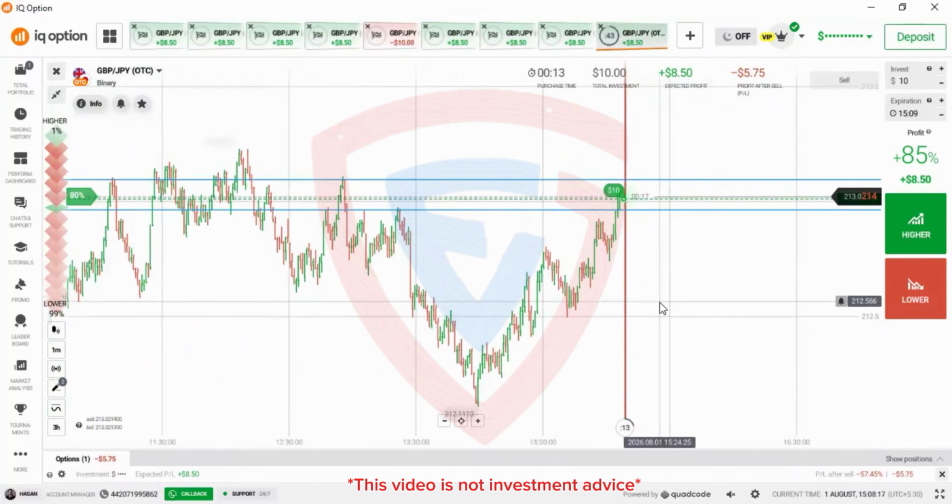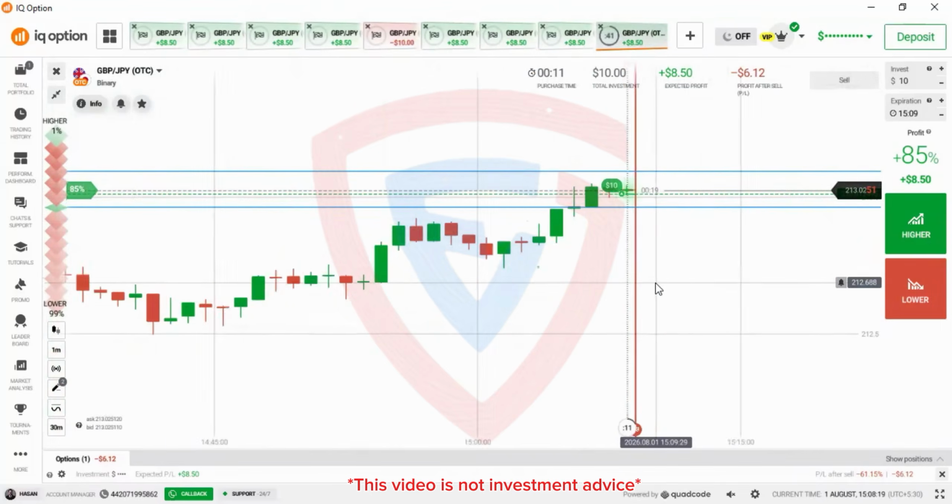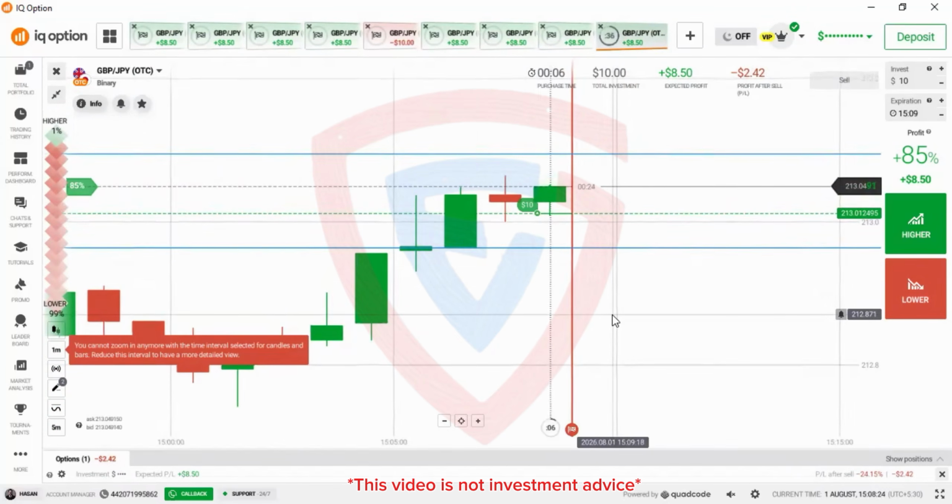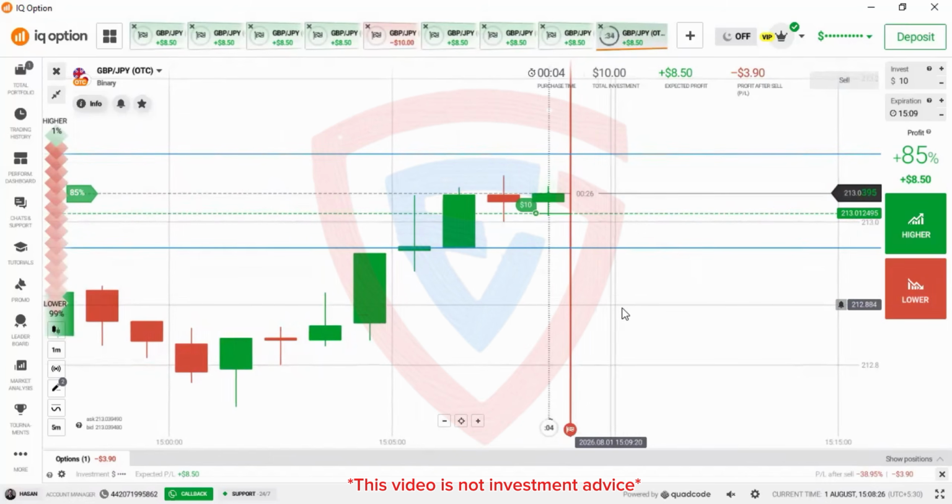So I placed here a higher option trade because this is the next level. It is a type of continuation candlestick. Maybe the buyers will continue its uptrend. It is a weak candlestick. That's why I placed here a higher option trade.